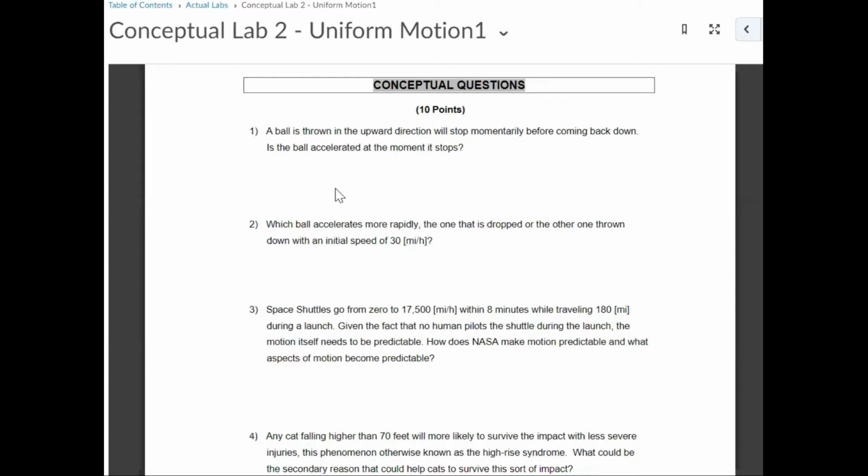So the correct answer is it's accelerating. It's accelerating because it's moving before it stops and after it stops. All right. Just because speed is 0 at some point doesn't mean that the acceleration is 0. Acceleration is how fast that speed changes. Acceleration is how fast that velocity changes. All right. So that's the correct answer.